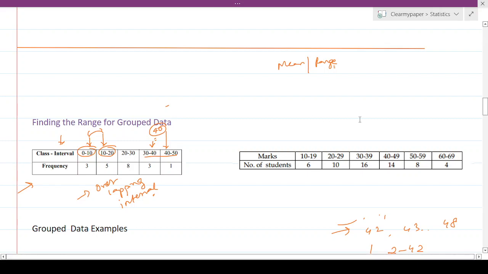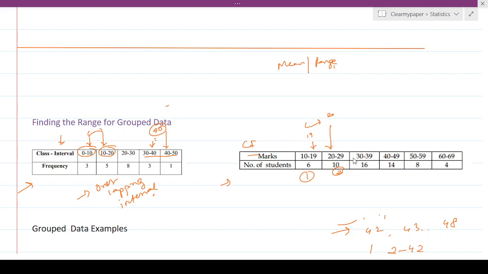Whereas when you calculate the range in the exam, you'll always get non-overlapping intervals, where if you take this class interval, these marks are nothing but class intervals. That's a jargon. There's a class interval 1 and this class interval 2. Let me write it down here. Hold on. So let's say this class interval 1 and this class interval 2. But if you see here, the upper limit of this class interval is 19 and the lower limit of the next class interval is 20. So they are not overlapping.